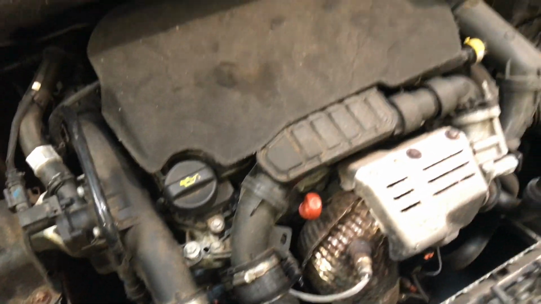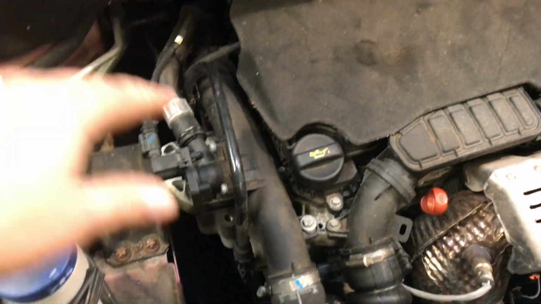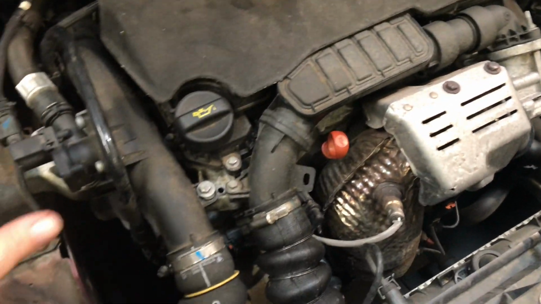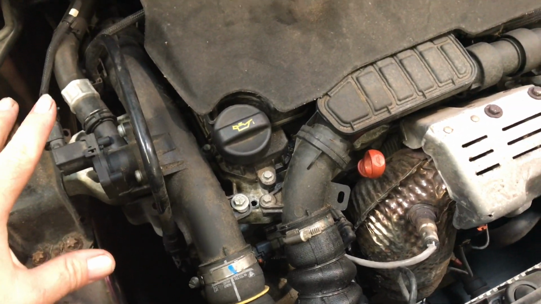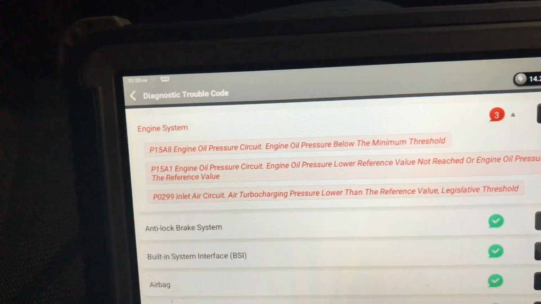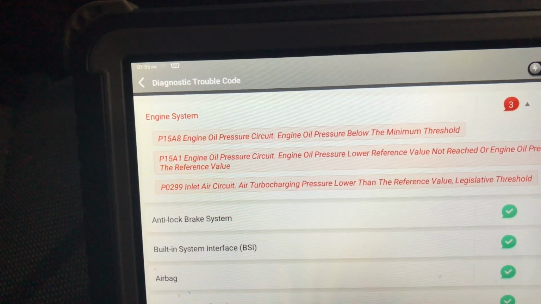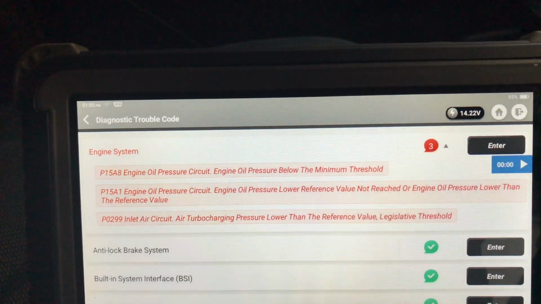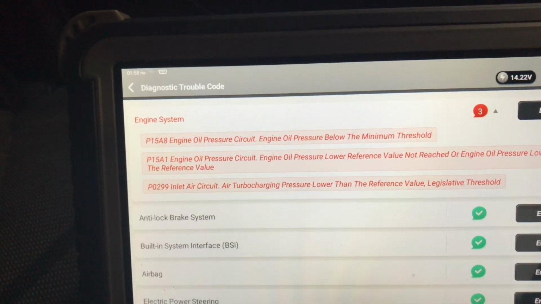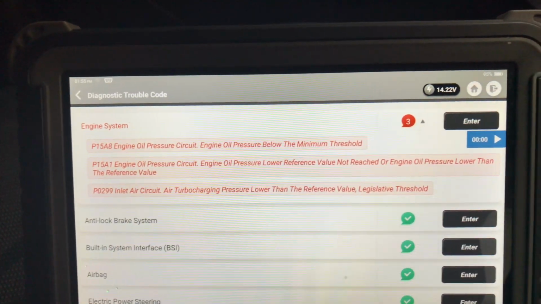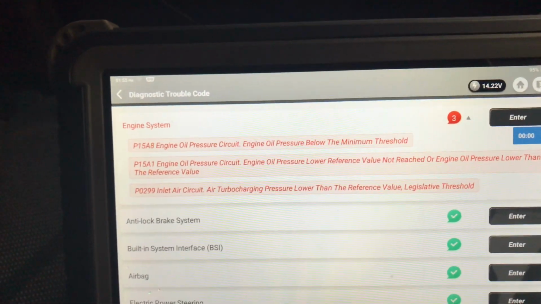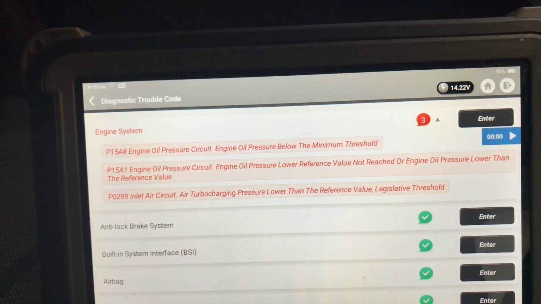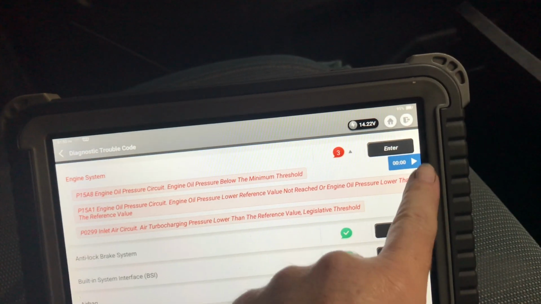It's quite quiet. This is a PSA engine. This is the same one that's in the Ford Focus, the Peugeots, and the Citroen. So AdBlue, DPF. Let's see. Here's a new one on me. So P15A8, engine oil pressure circuit, engine oil pressure below minimum threshold, engine oil pressure lower reference value not reached, and inlet air charge pressure lower than reference legislative threshold. So let's record this.